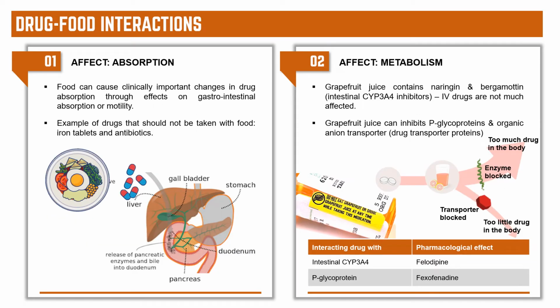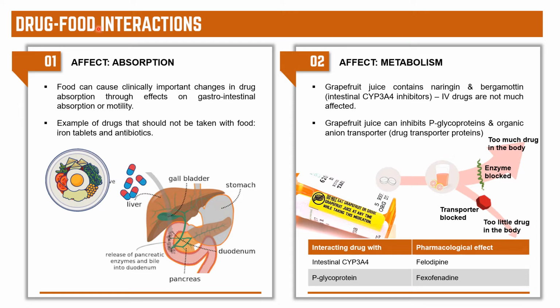So let's have a brief discussion on the drug-food interactions. Food can cause clinically important changes in drug absorption through its effect on GI absorption or GI motility. Examples of drugs that should not be taken with food are iron tablets as well as antibiotics. That's why you should counsel patients who are on antibiotics to take them on an empty stomach or before food.